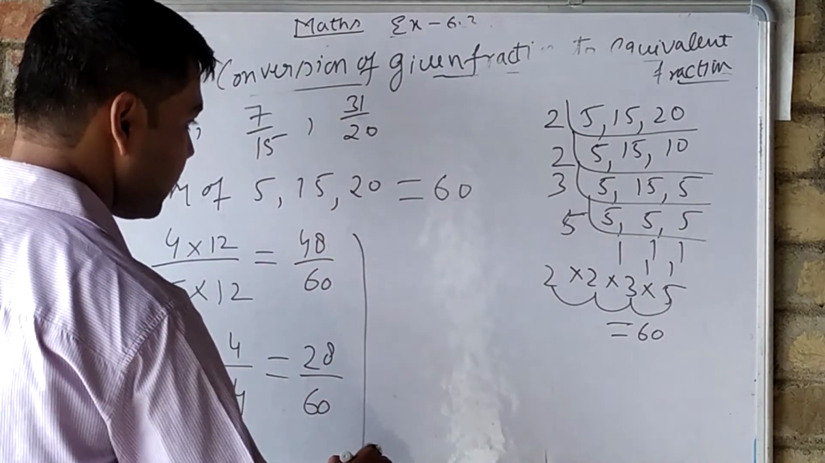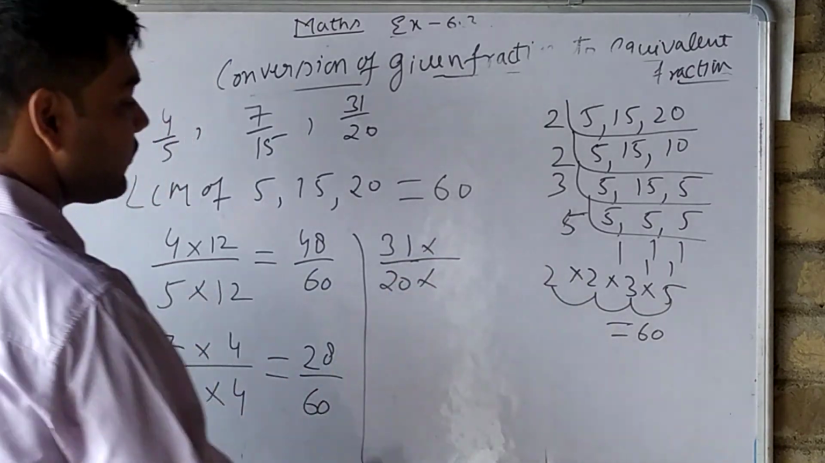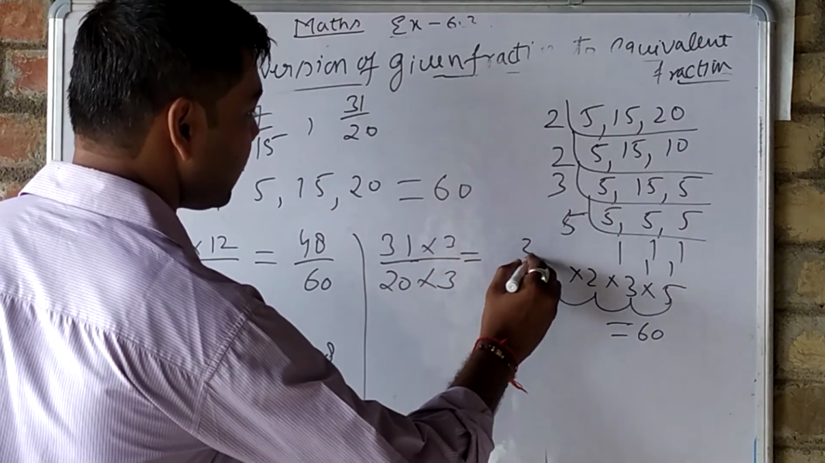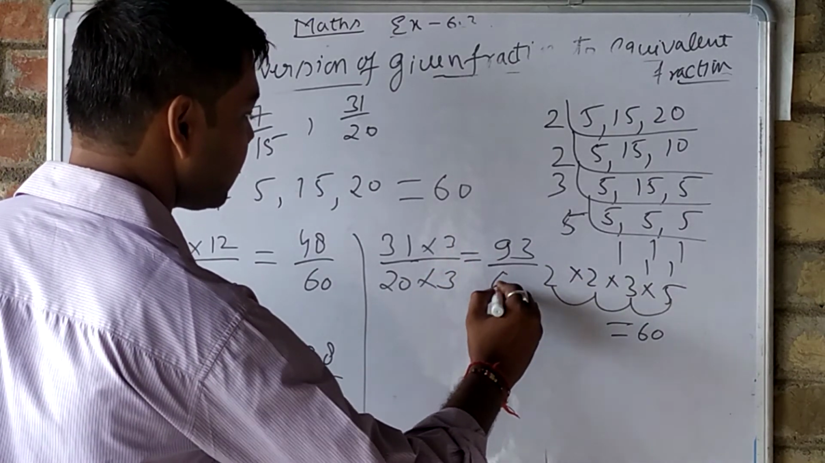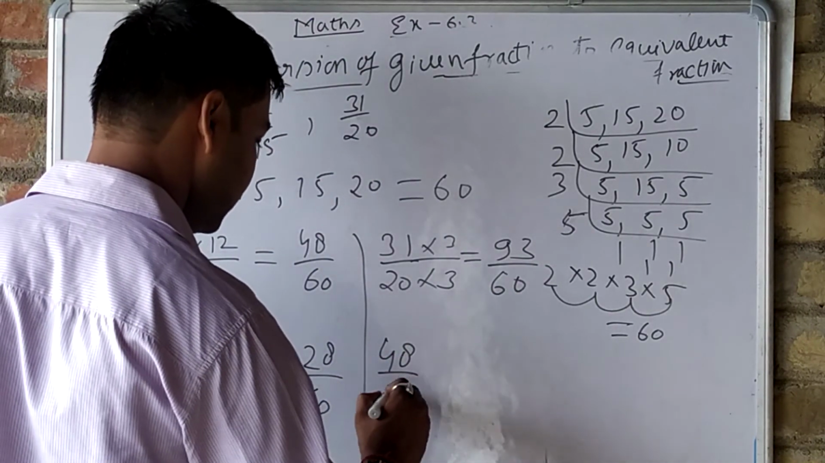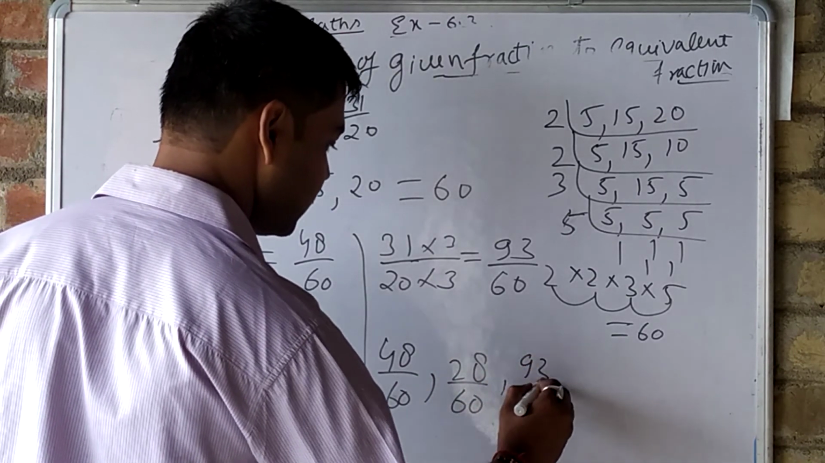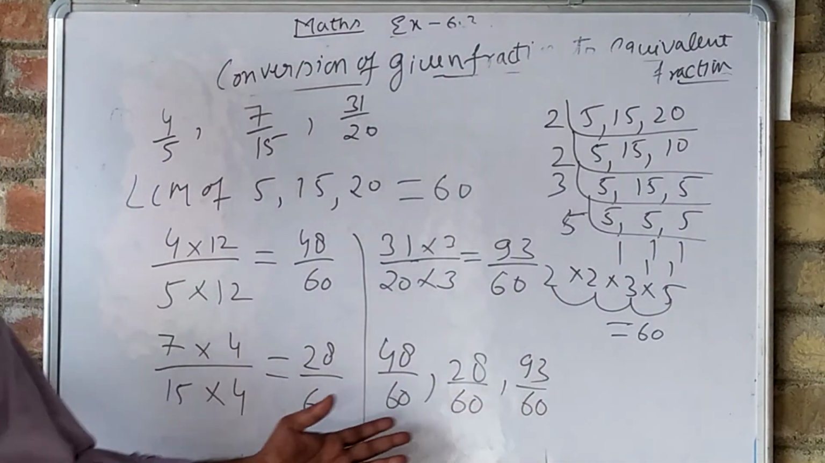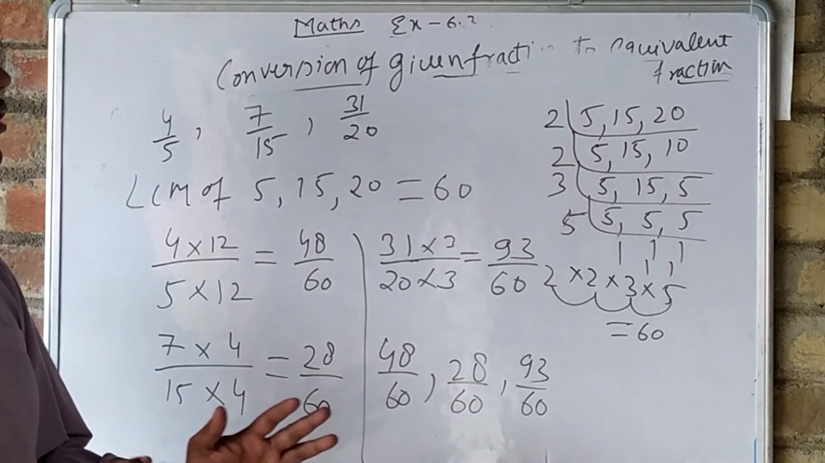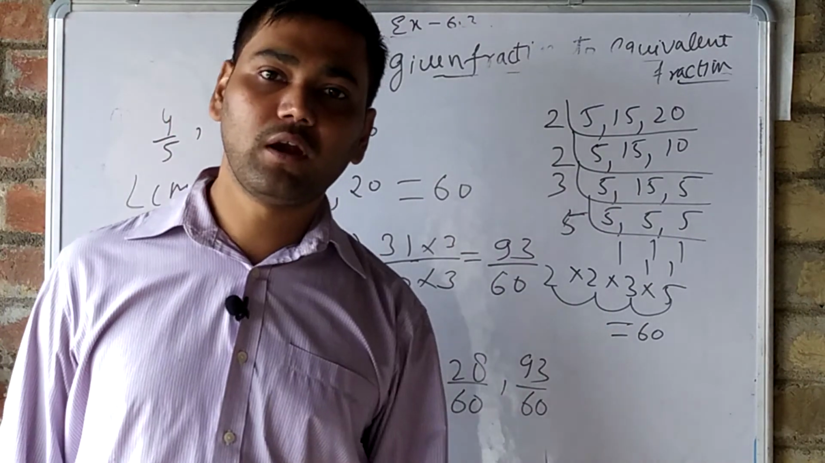Then in the third case we have 31 upon 20. Very simple, 20 we will multiply with 3 to get 60. So 3 times 1 is 3, 3 times 3 is 9, giving 93 upon 60. Understand? So these are the fractions: 48 upon 60, 28 upon 60 and 93 upon 60. Now we see that the fractions are converted into like fractions, and this is the way of converting fractions to equivalent fractions.